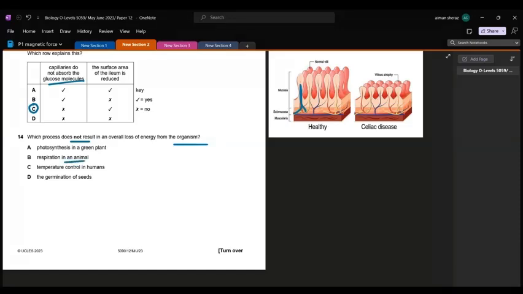Respiration in an animal. Now, this has two perspectives. It does release energy in the body, but it gets used up as well, because respiration is not just one stage process. There are multiple stages going on in respiration as well.